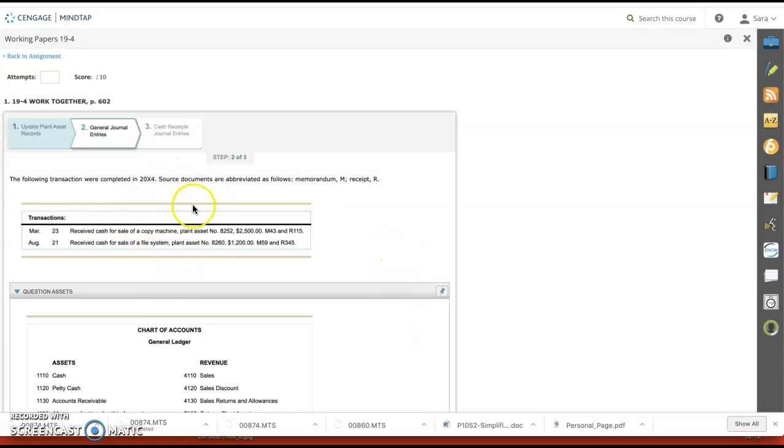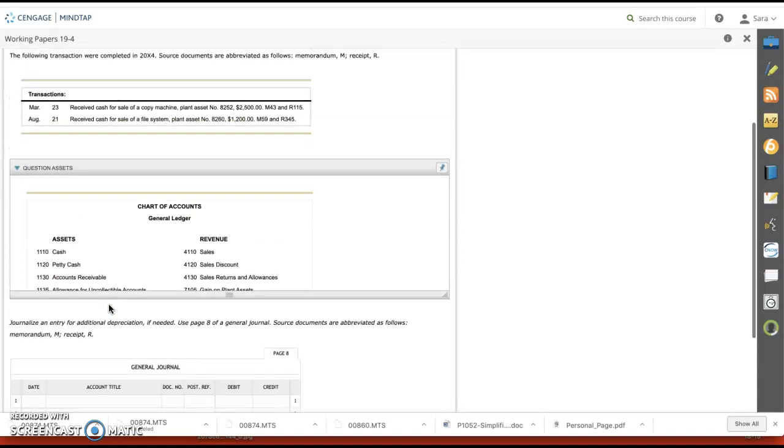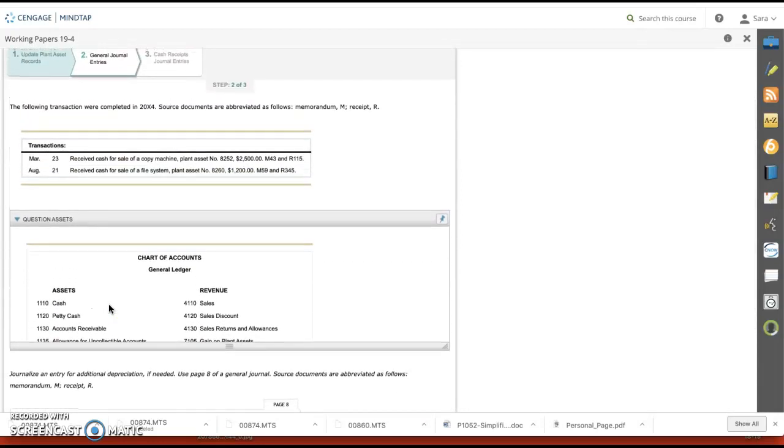So once again, completed this year. So we have a couple of transactions. We're going to journalize an entry for additional depreciation if needed using page 8 of our general journal. The source documents are abbreviated. Okay.